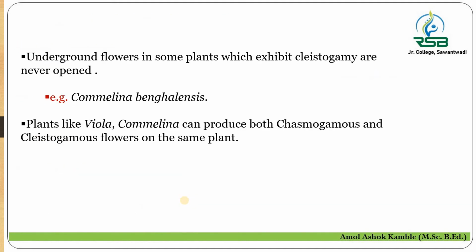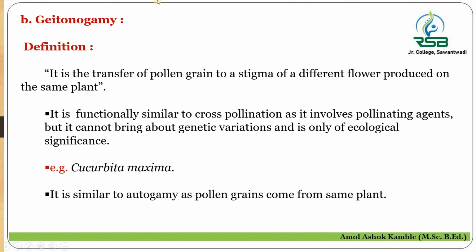And this mechanism of cleistogamy takes place in case of underground flowers. And the example is Commelina bengalensis, and certain plants like the viola. Again the Commelina can produce both chasmogamous and cleistogamous flowers on the same plant. So it is about the first type of pollination on the basis of source of pollination, that is autogamy. Then come towards the second, that is the geitonogamy.